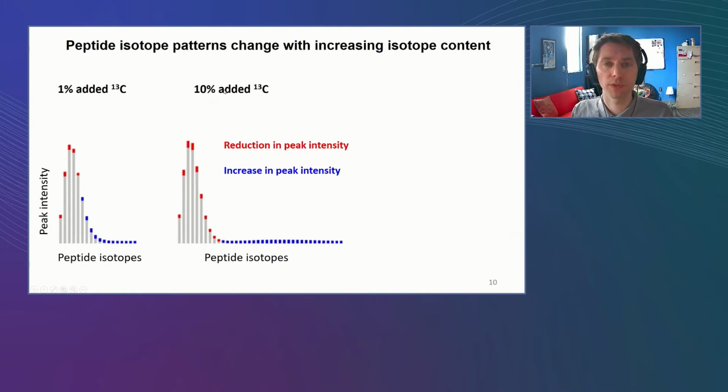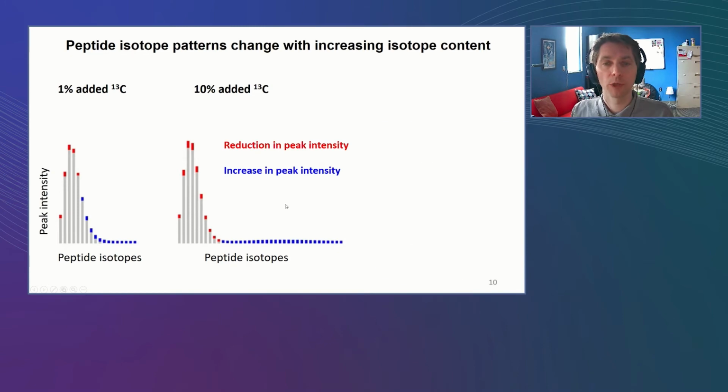Now, if we added 10% of carbon-13, this would change even more. More of the front peaks would lose intensity because of the heavier carbon, and there would be additional peaks that would show up in our spectrum because we have now more and more heavy peptide forms.